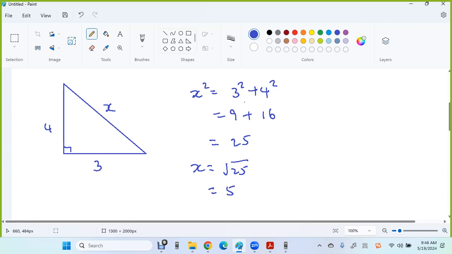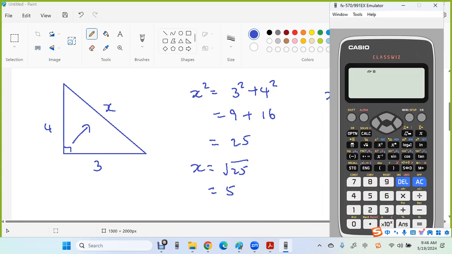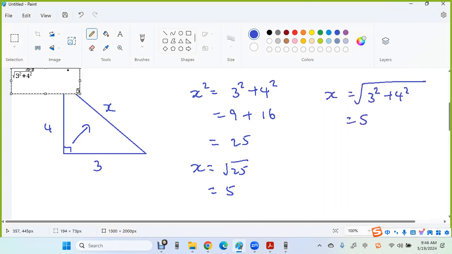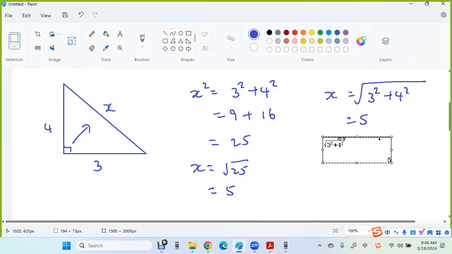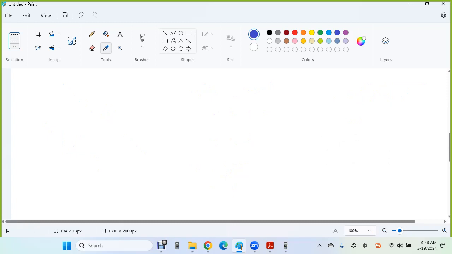Actually, we no need to do it this way. We can just write x. Since x is the longest side, we can have the square root of 3 squared plus 4 squared, then straight away we get 5. We can use the calculator, square root of 3 squared plus 4 squared, then we get 5. But actually I don't need to use the calculator.